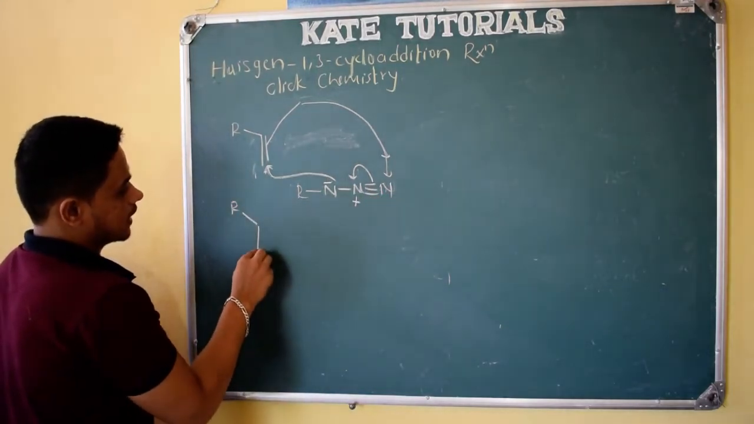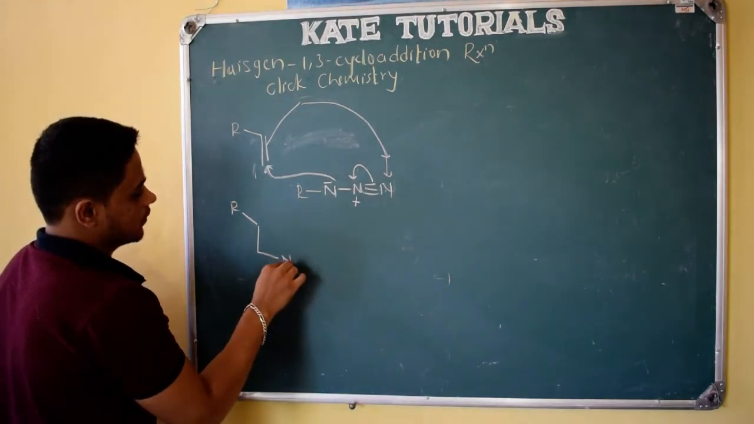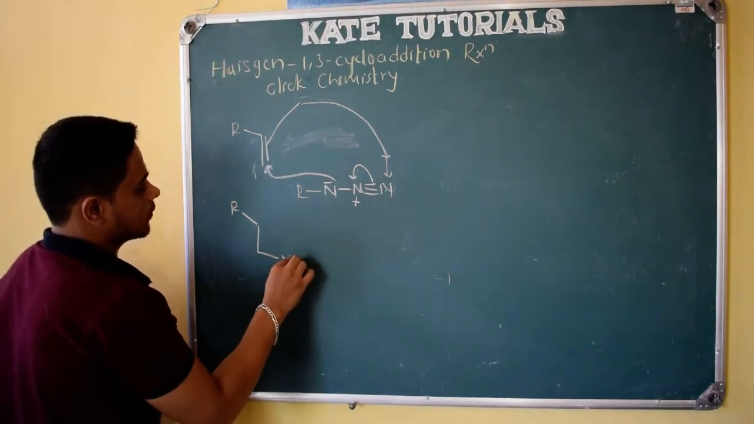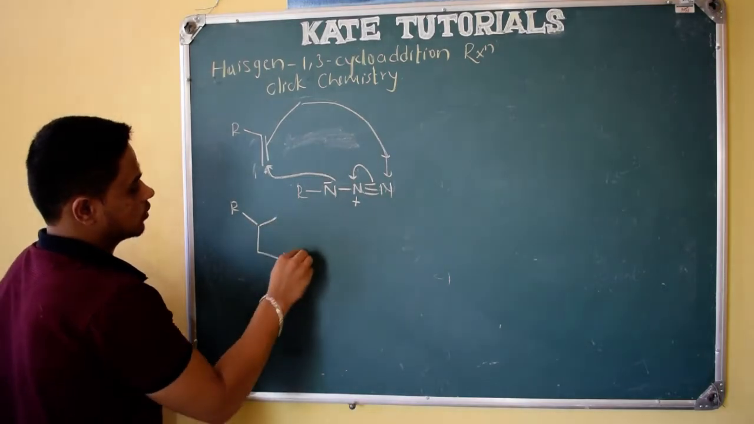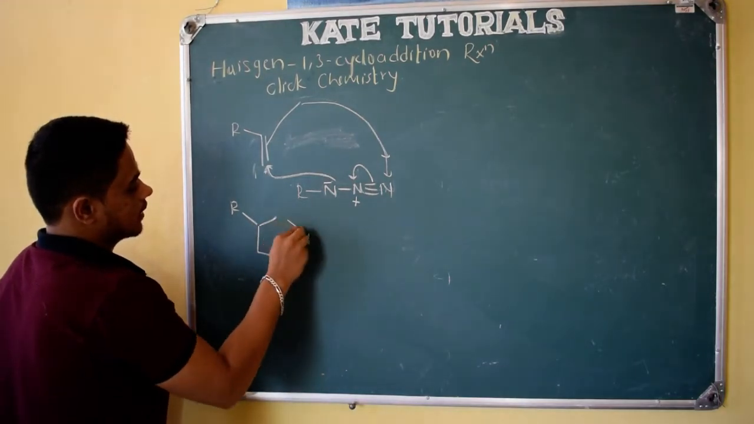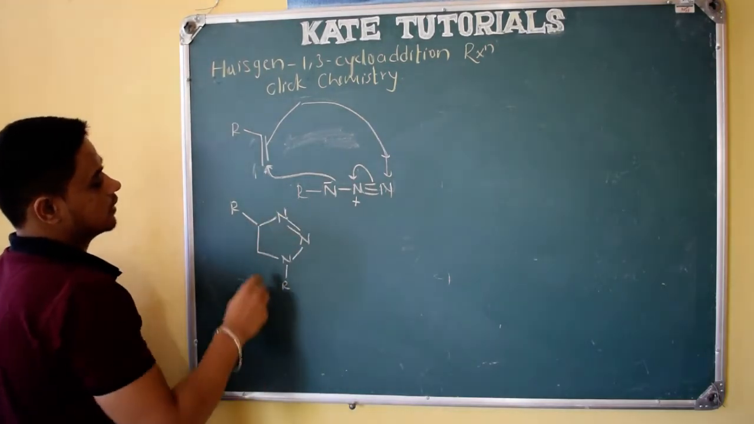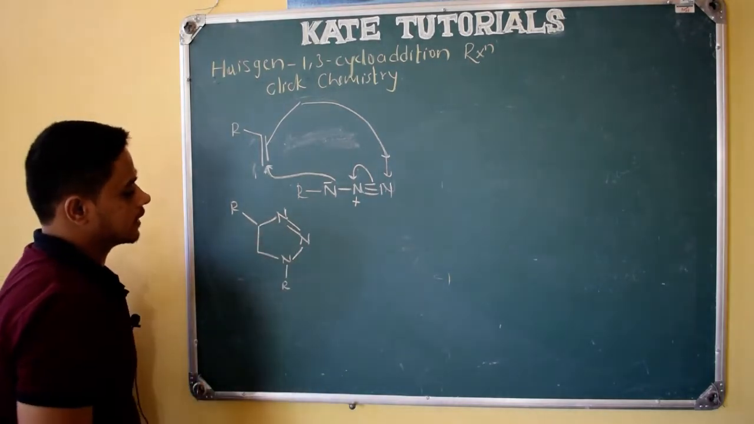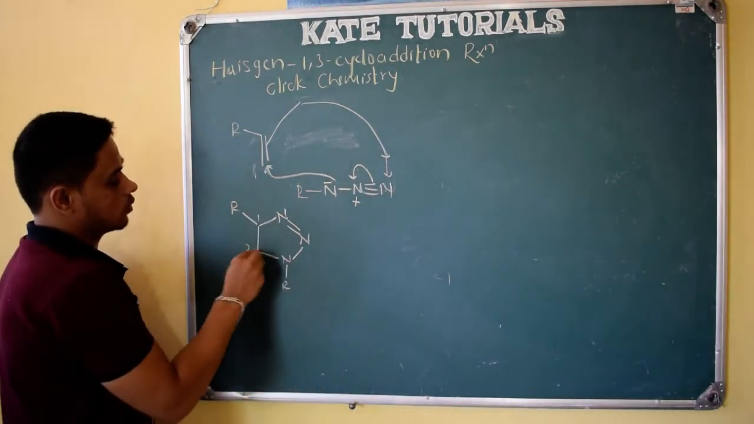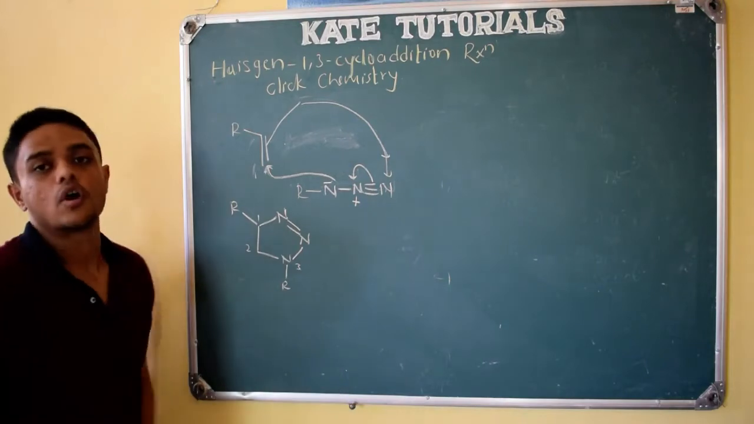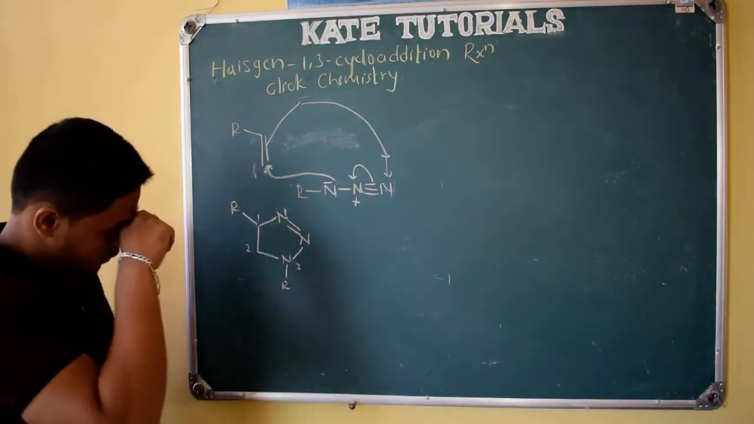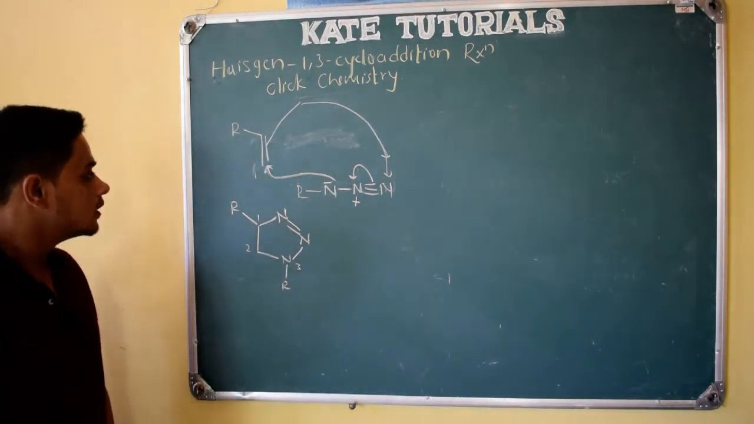And here this carbon has attached to nitrogen, which is attached to R group, and from here it has attached to one more nitrogen, and here a double bond, one more nitrogen, right? So this is the thing we have got. So 1, 2, 3 triazole we have got, right? So this is the product we have got, right?